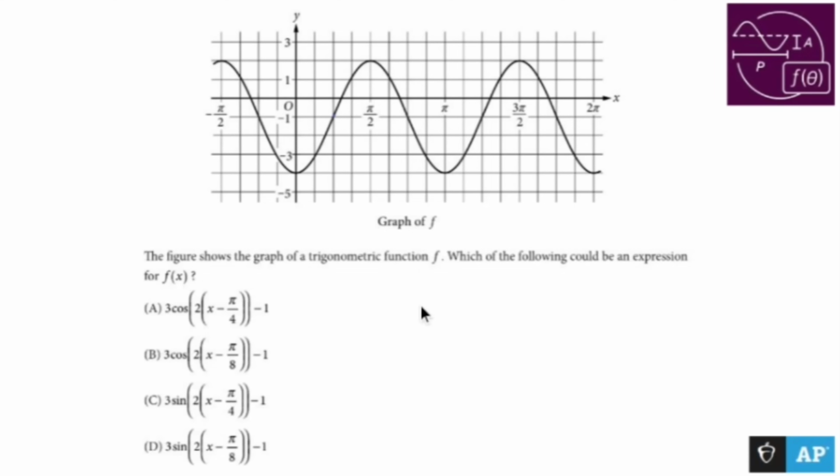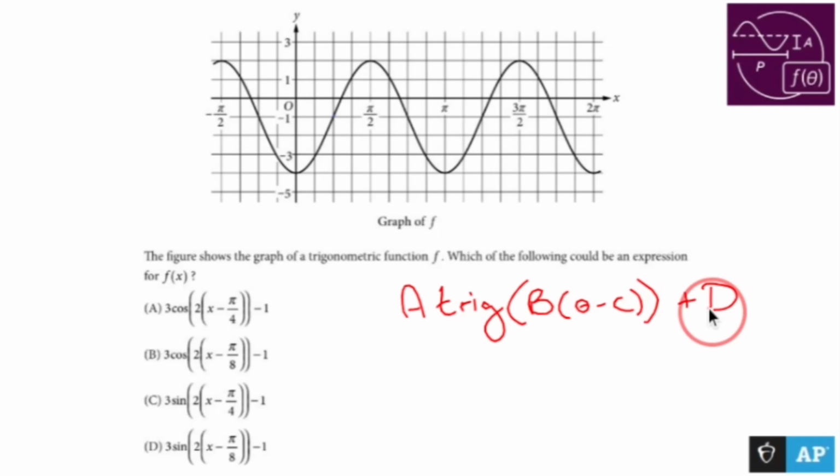I'm going to write out what I consider the general form for a sinusoidal function: a times trig, which could be sine or cosine, times b quantity theta minus c, close it, plus d. Now what we're dealing with in all of these is that a is your amplitude. Before you say amplitude, you might say, well, from the bottom to the top, it looks like it's 6. Correct, but you want half of the total height.